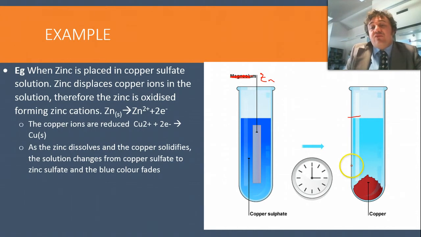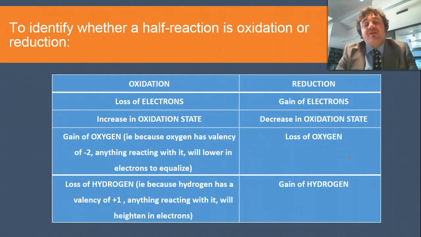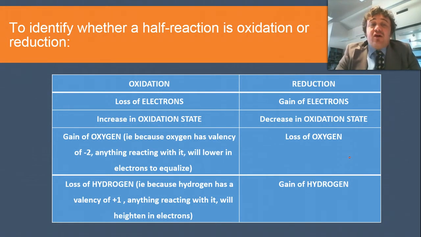And that's really important. All right, so this is a good way for you to decide whether a half reaction is oxidation or reduction. Okay, is there a loss of electrons? So are there free electrons on the reactant side? Is there an increase in oxidation state? Well, we'll get to oxidation state in a minute. Is there a gain of oxygen? Okay, so if you add oxygen to something, that means oxidation has occurred.